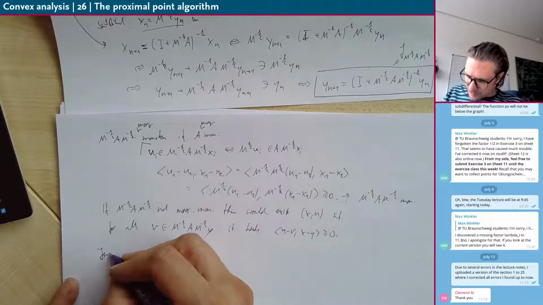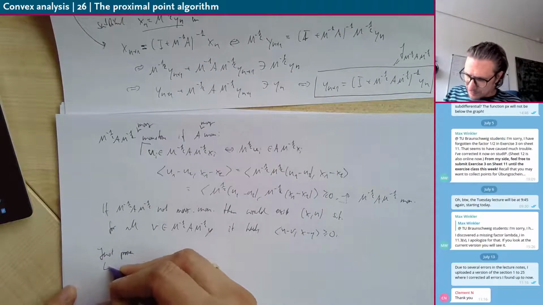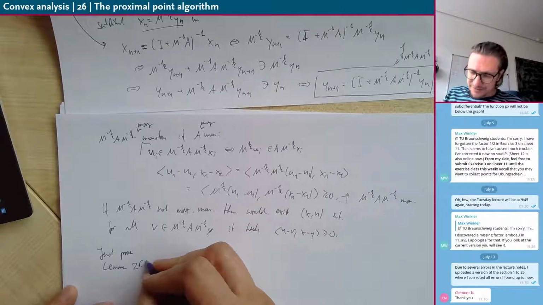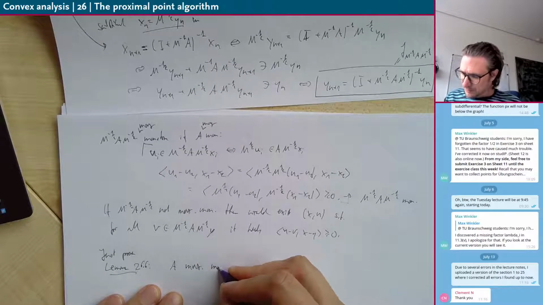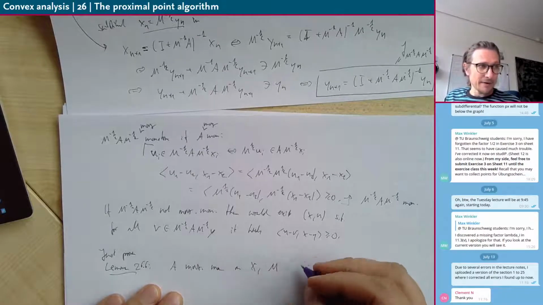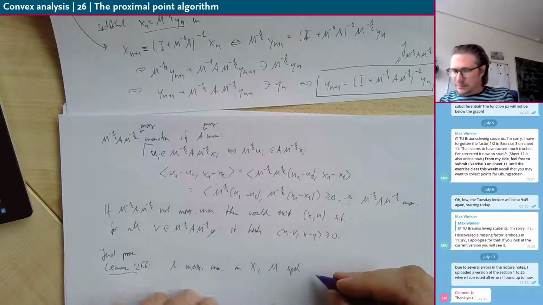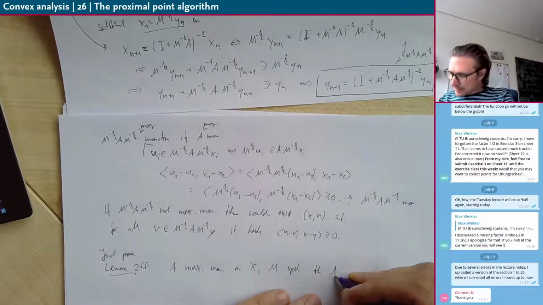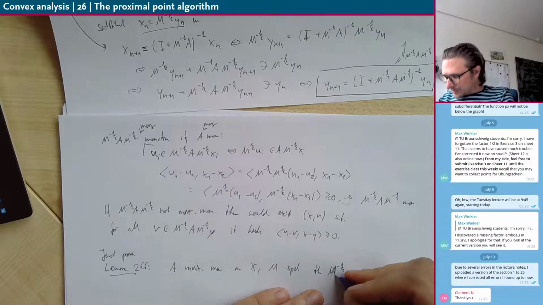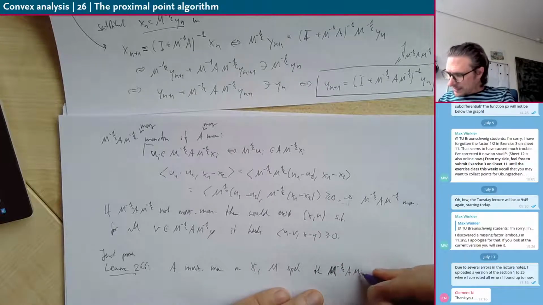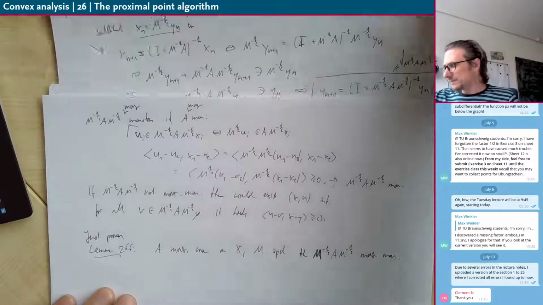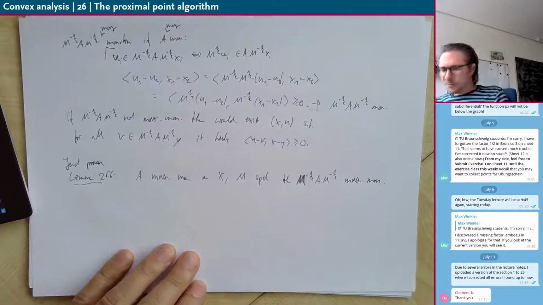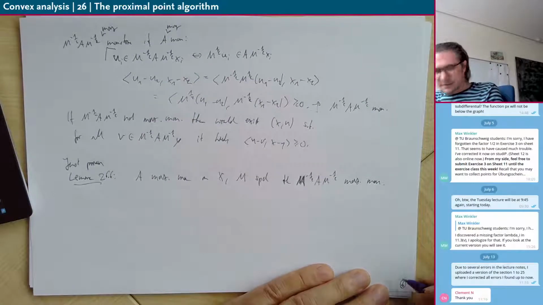So we've just proven something which is called Lemma 26.6 over here. If A is maximally monotone on X, M is SPD, then M to the minus 1/2 times A times M to the minus 1/2 is also maximally monotone. So you just have proven this. Okay, and we're almost done already again with the lecture here.